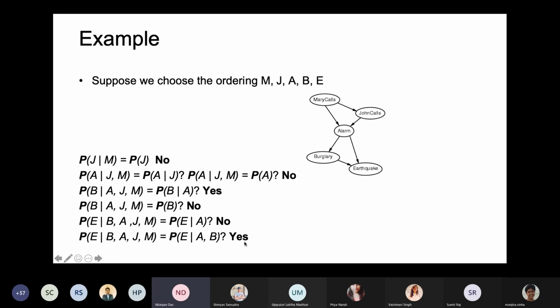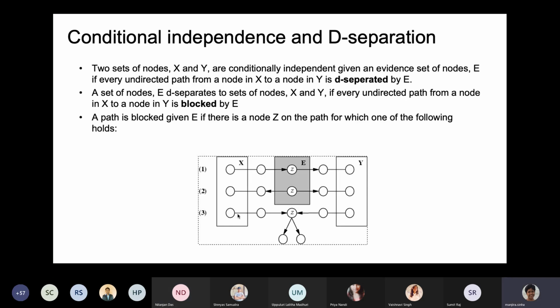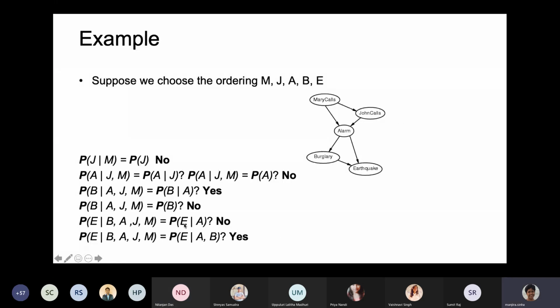Ma'am, where are we getting the probabilities from? We are assuming that it is given. Okay. So this being a no means the earthquake is not only dependent on alarm, and this being a yes means earthquake is dependent on both alarm and burglary. So we add these two arrows.